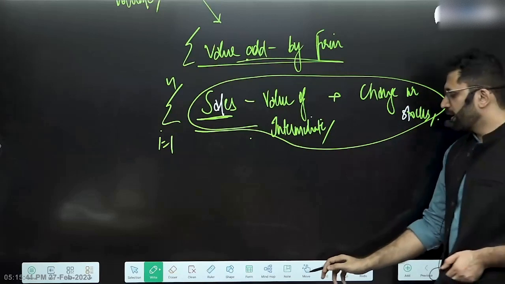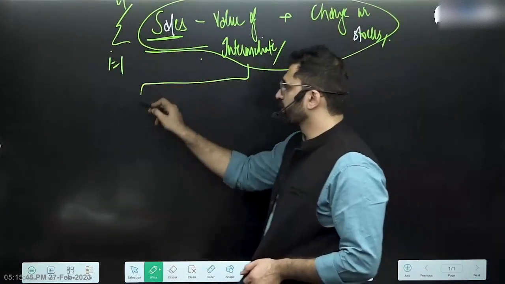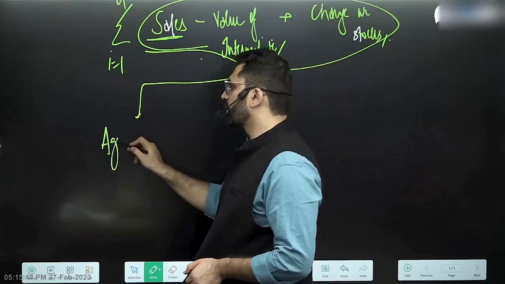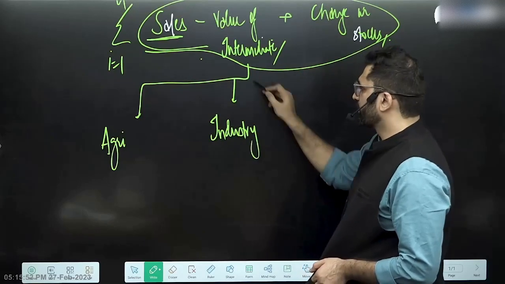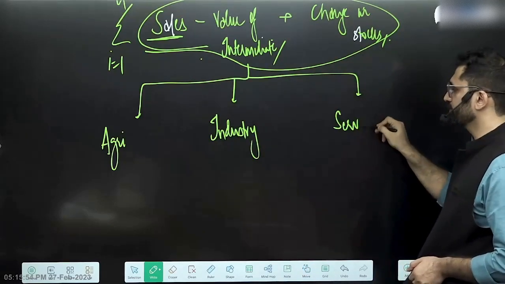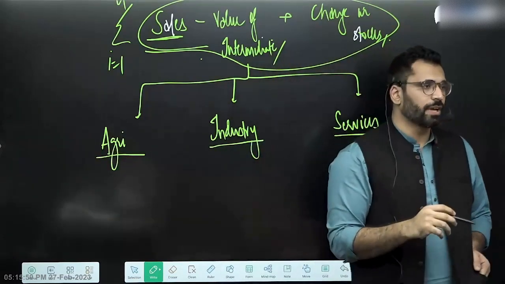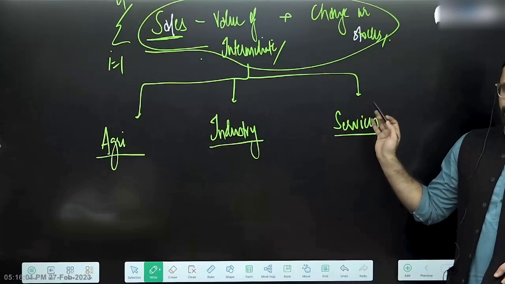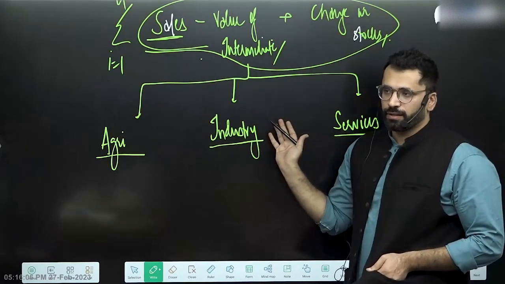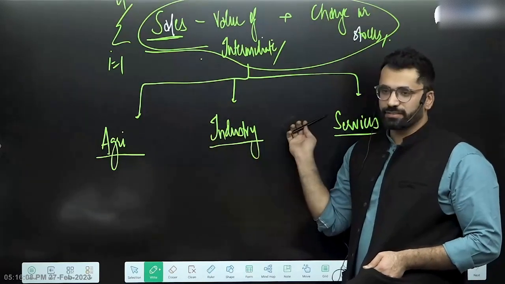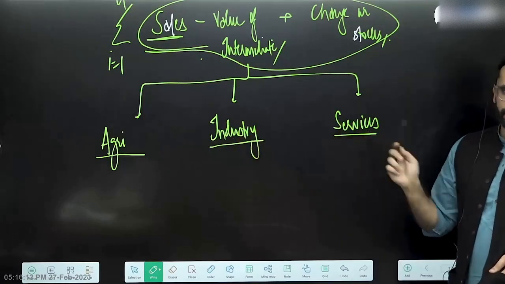For this, India's economy is divided into three sectors: agriculture, industry and services. So now if you have to calculate the value added out of each firm, you will have to divide the whole economy into different sectors. What is the basis for separation of these three? Why did we separate into agriculture, industry and services? Nature of activity. What is the nature of activity difference?